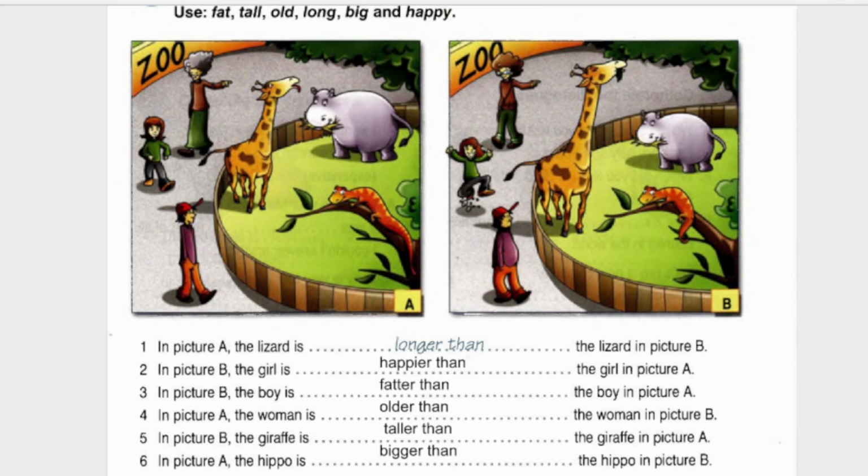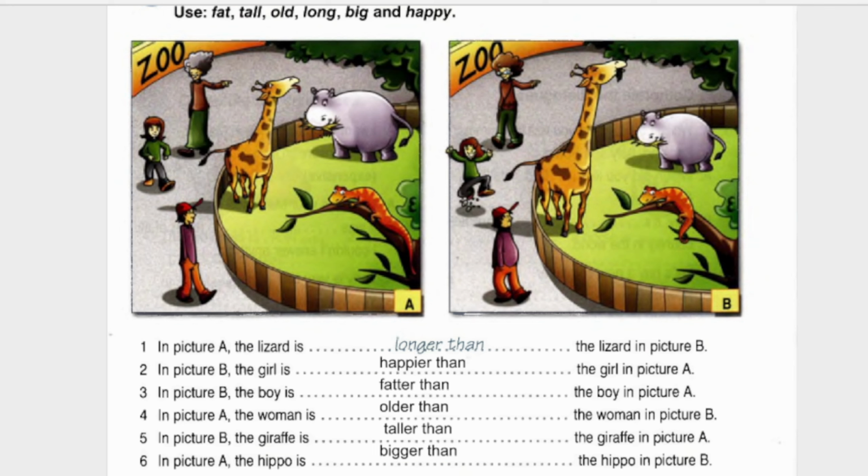In picture A, the lizard is longer than the lizard in picture B. In picture B, the girl is happier than the girl in picture A. In picture B, the boy is fatter than the boy in picture A. In picture A, the woman is older than the woman in picture B.